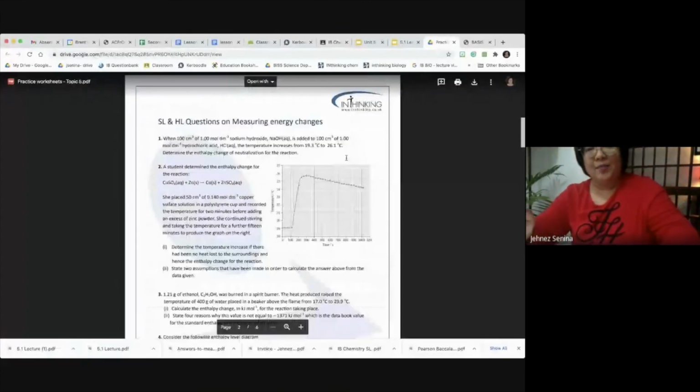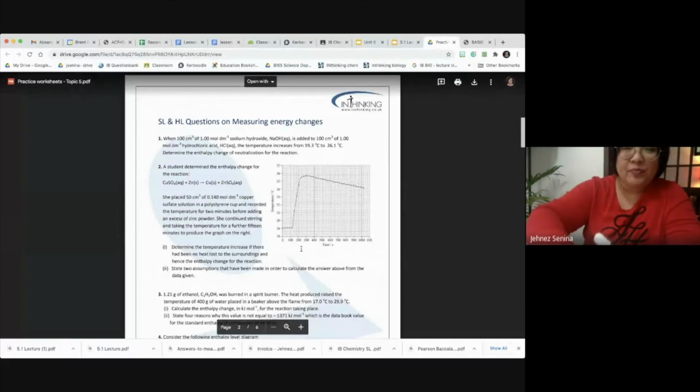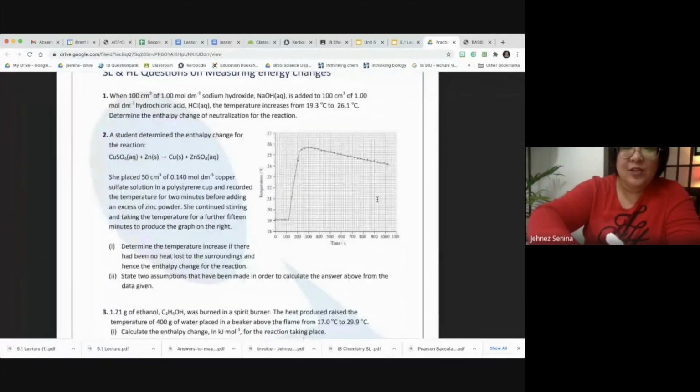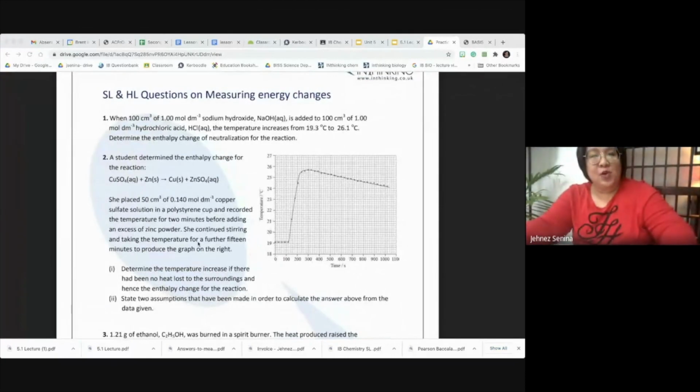Okay. Page 2, please. I have some calculation questions here. This is actually not really the concepts that we've learned. It's okay. The first one is, let's see if you can remember how to do enthalpy changes of neutralization. You did that in the lab, so that should be easy.